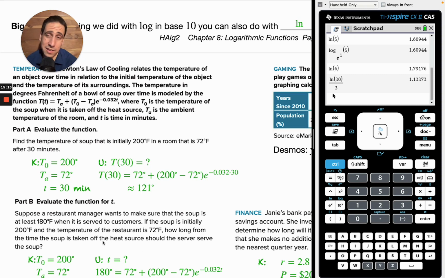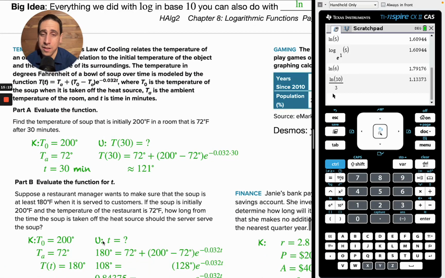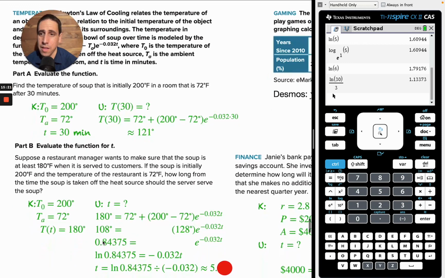So this is a restaurant trying to figure out how long you've got before the food is not at the quality level you want. You know the initial temperature of the soup, it's 200. You know the ambient temperature is 72. And you know the final temperature is 180. What we don't know is time. How many minutes do you have?